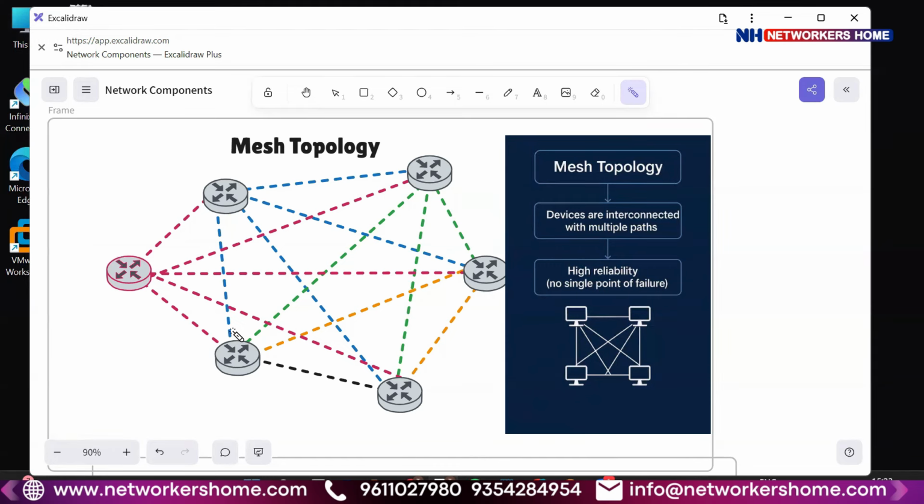Okay, what is the advantage of it? Say for example, now this link went down. This link between R1 and R2 went down. Will I be able to communicate with R2? Yes or no? How?